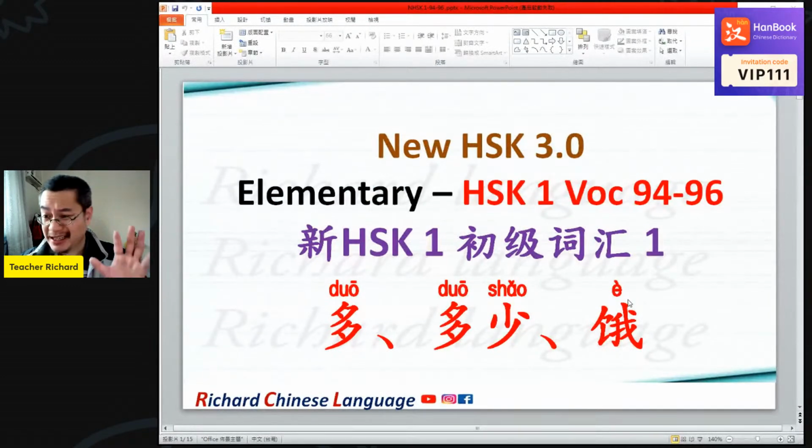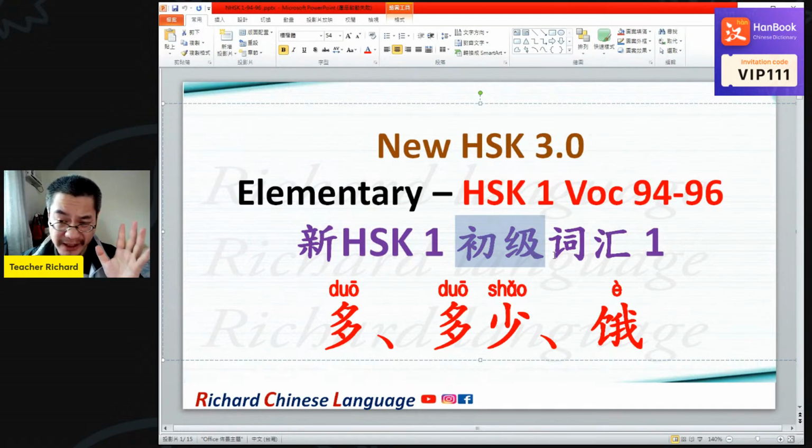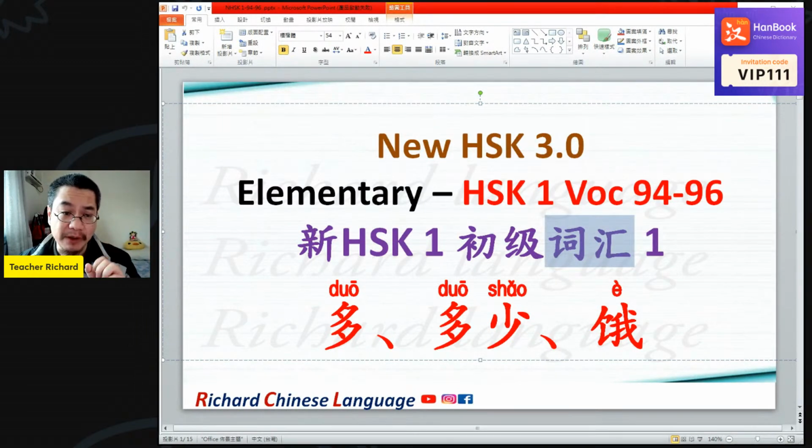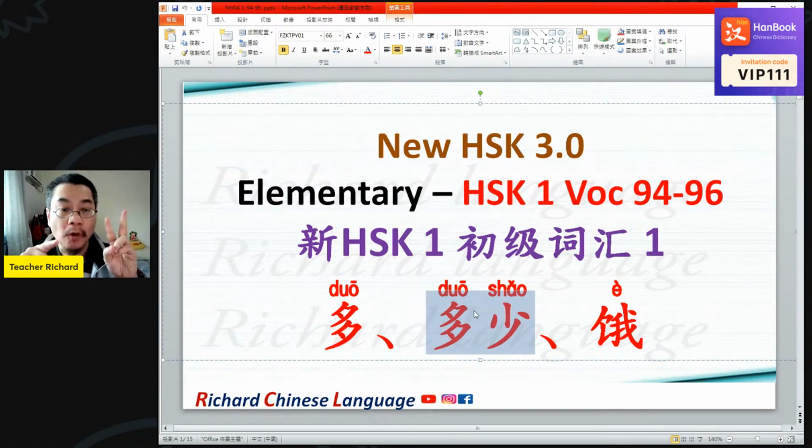Okay, today is for new HSK level 1 and it's elementary 初级词汇 elementary vocabulary. Today I'm going to talk about 3 words. The first word is 多. The second one 多少. The third one 饿.